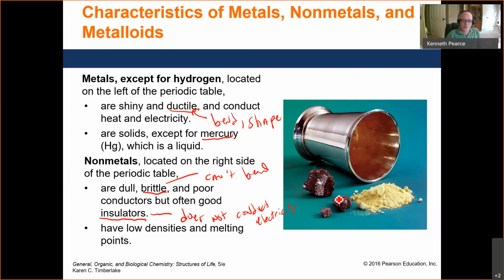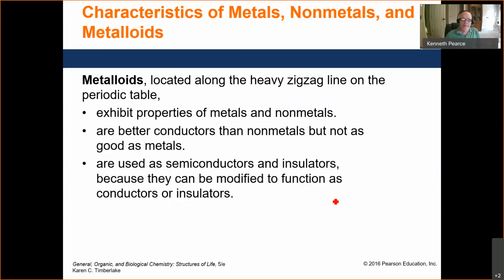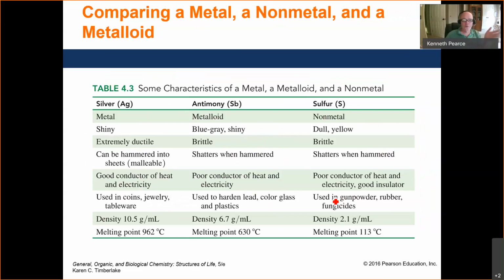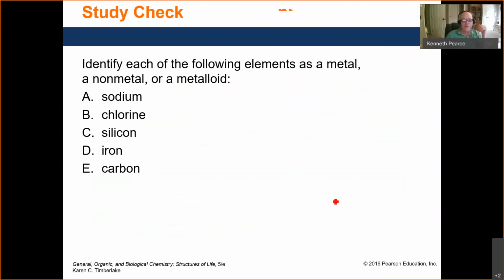Okay. So metals are shiny, you can bend them, you can shape them. Non-metals are not shiny, you can't bend them, and they don't conduct electricity. Metalloids are kind of in between the different characteristics. They can conduct electricity, but not very well. And so here's a summary of some different metals and non-metals.